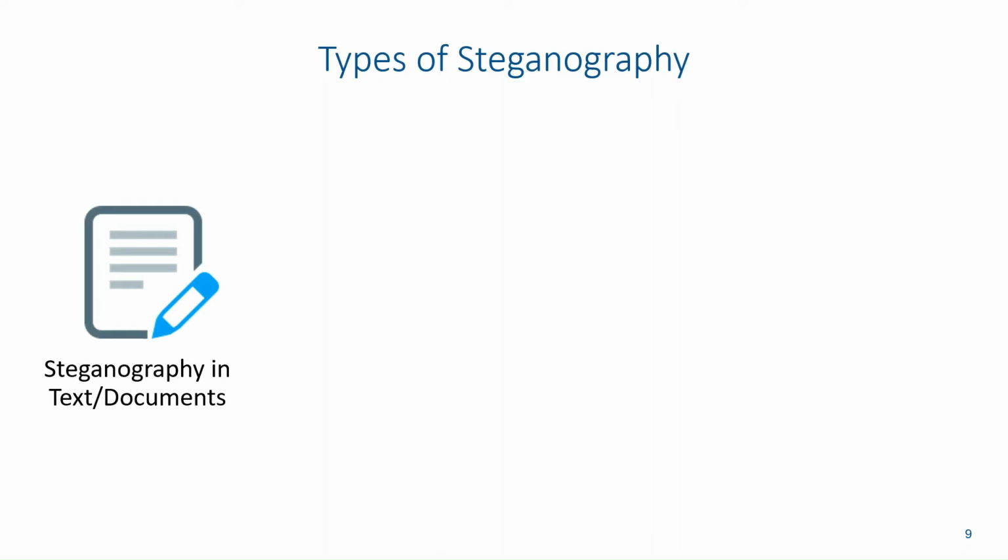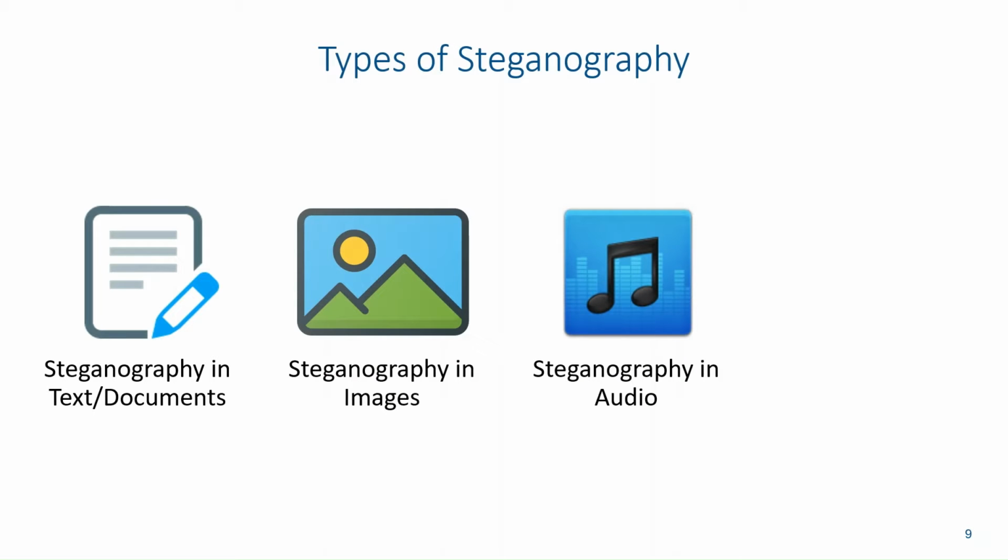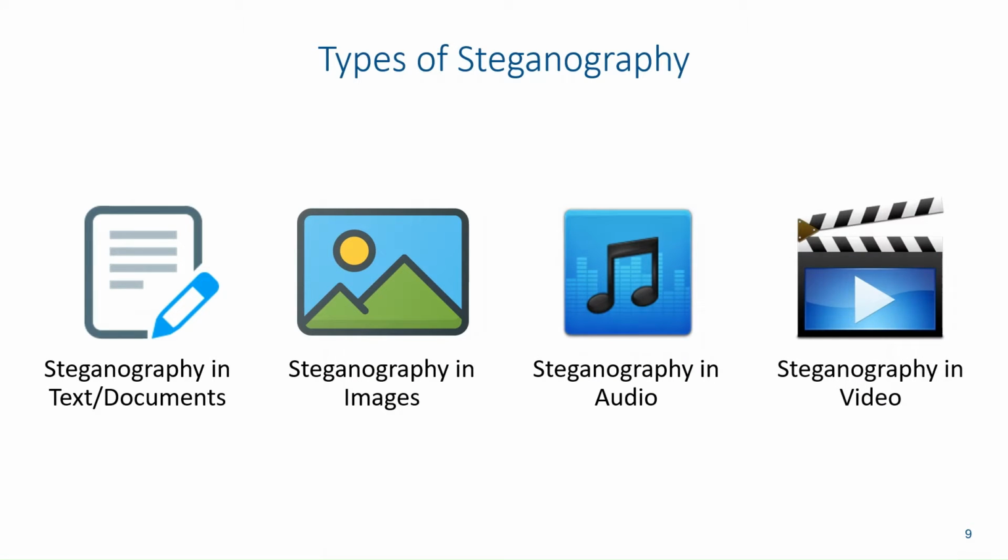In this video, we cover the different types of steganography. So there are 4 general ways to hide information: using steganography with texts or documents, using steganography in images, using steganography in audio, and finally using steganography in video.